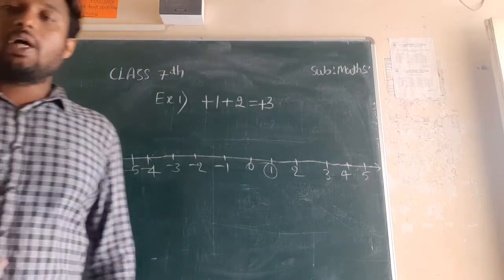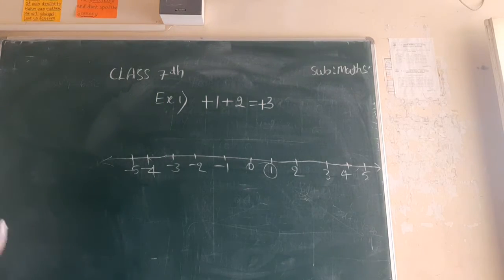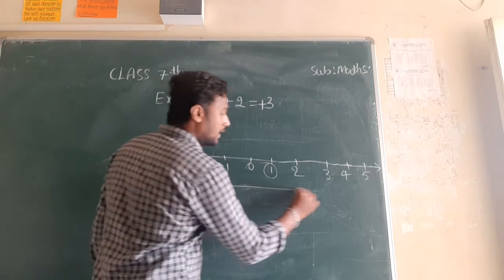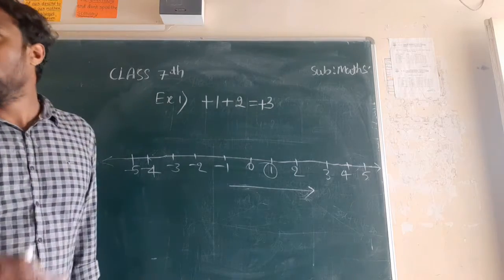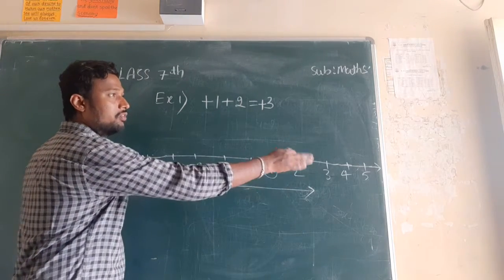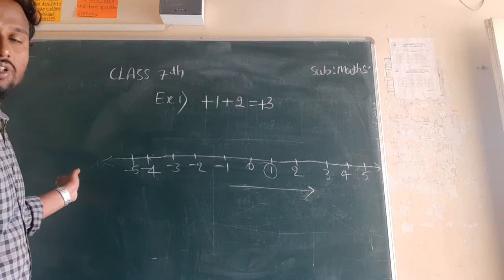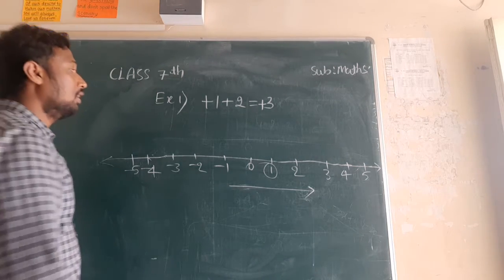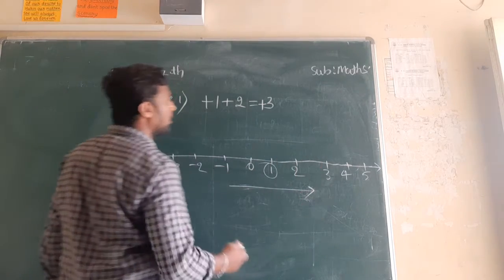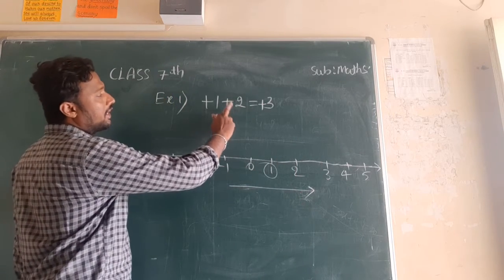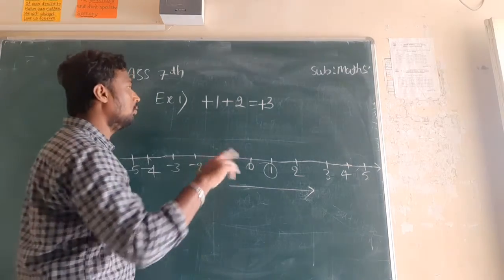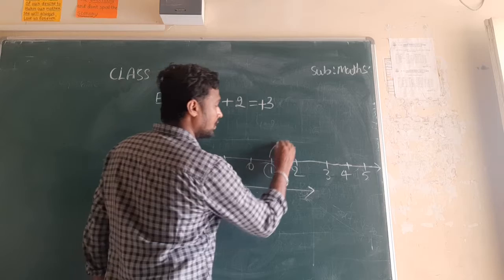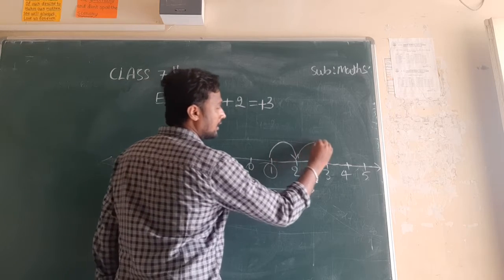So when you are adding any number on a number line, what you have to do? What I told yesterday, you have to move in right direction. When you are adding, you have to move in the right direction, right part of the number line. When you are subtracting, you have to move on left part of the number line. But here we are adding means I will consider right part, and how much we are adding? 2. Means I have to move two steps right side. So here first step and second step.